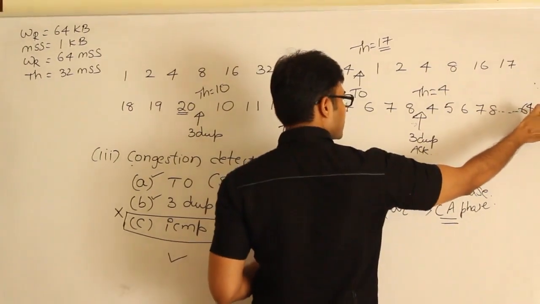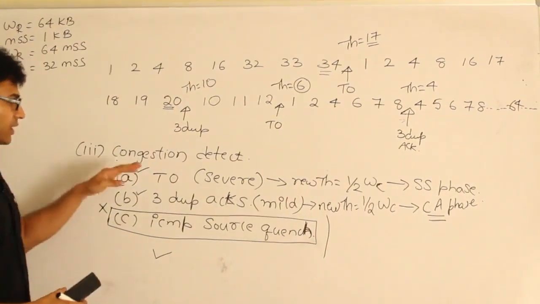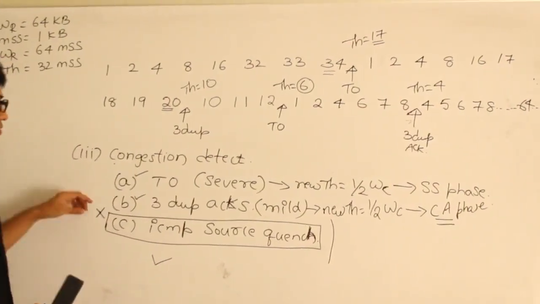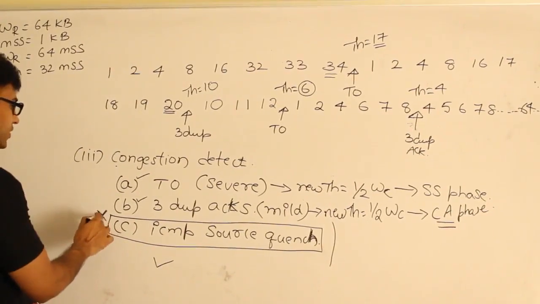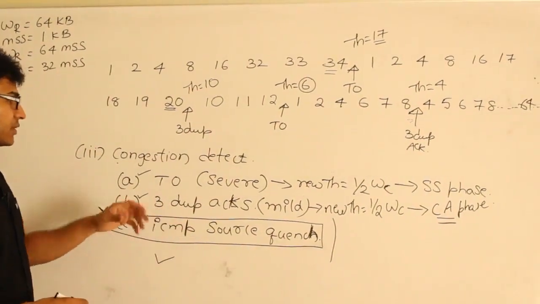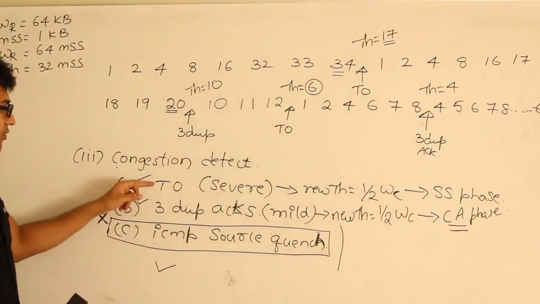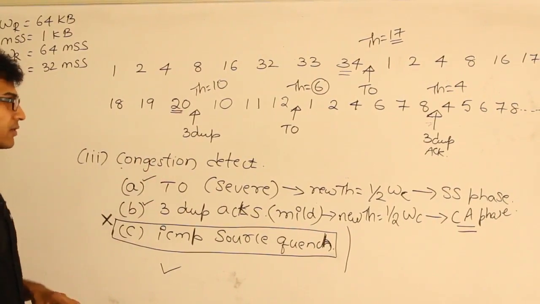64. After it reaches 64, it is going to stay there, right? So understood this? That is how we are going to do this. So this ICMP we are not going to take care of. This is just for the sake of your explanation I told you, but it is not considered in any algorithms. You can think of it as 2 ways. Congestion is detected either by timeout or 3 duplicate acknowledgements.